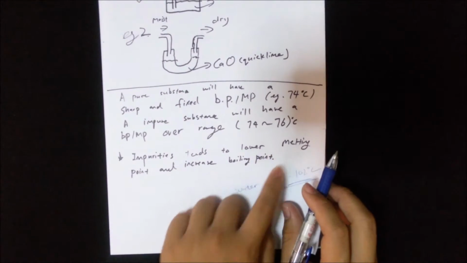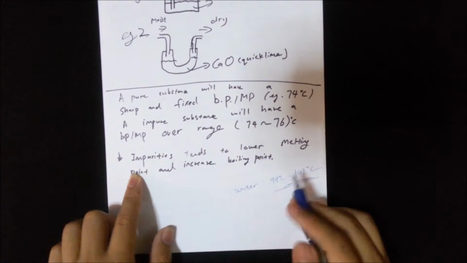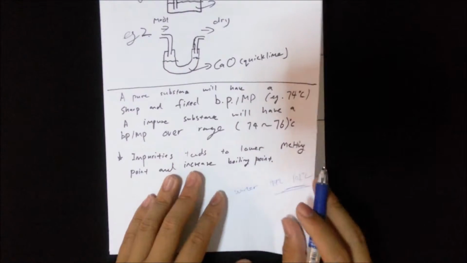And you also tend to lower the melting point. So from 0 it now becomes 0 to -1. So it's over a range. We are not sure what it is.